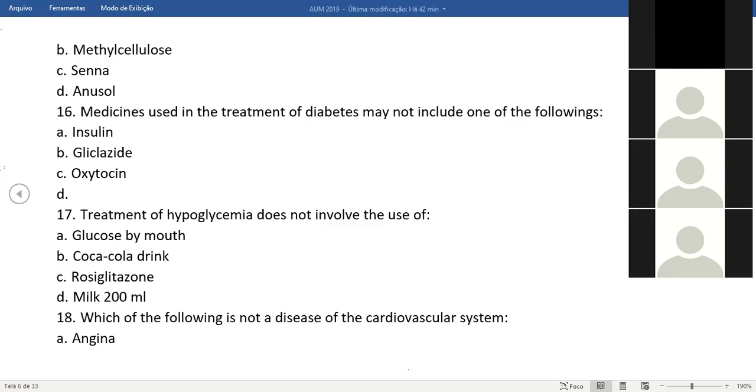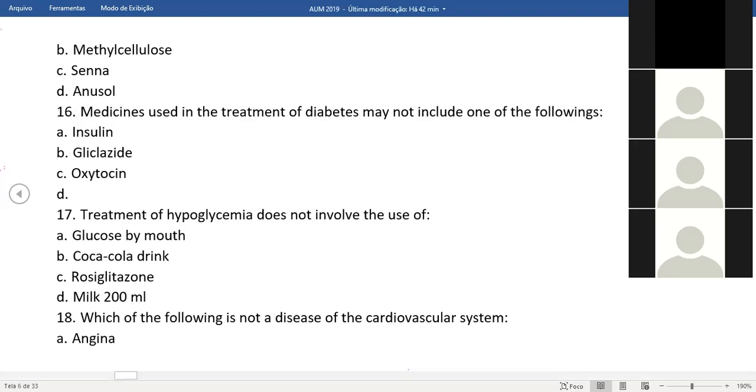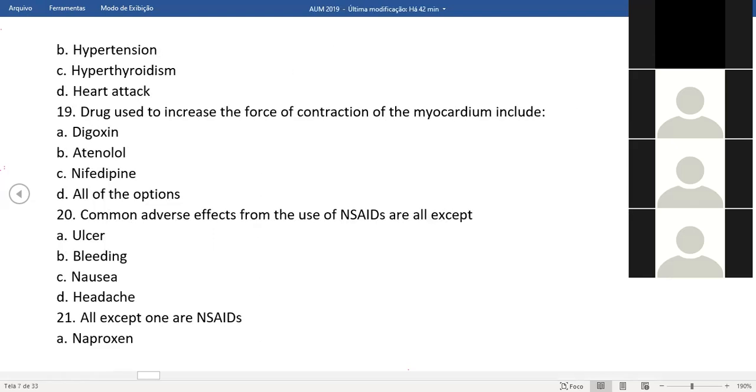Which of the following is not a disease of the cardiovascular system? Angina, hypertension, hyperthyroidism, heart attack. Hyperthyroidism.